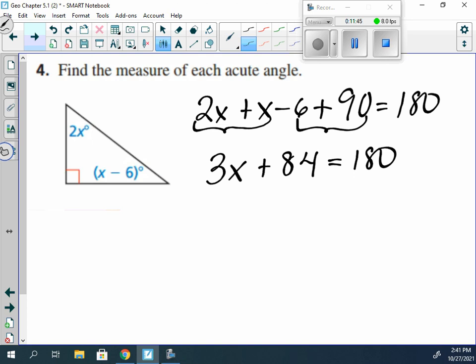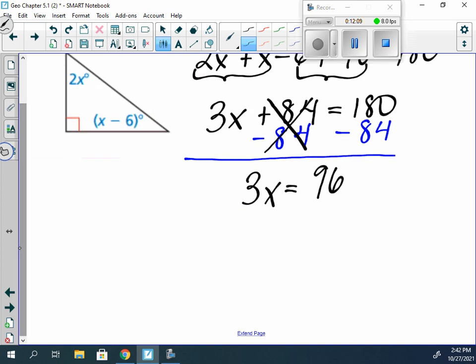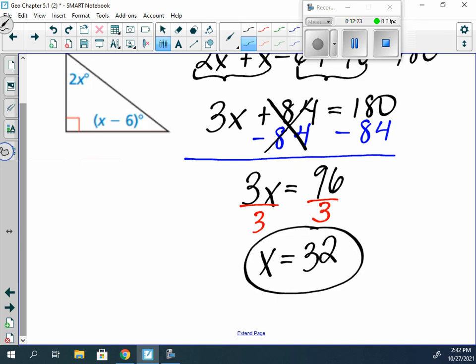Now we need to get x by itself. Since we have plus 84, we would do the opposite operation, which would be subtraction. Because 84 minus 84 is 0, leaving us with just 3x equals 96. Since we have 3 times x is equal to 96, we want x by itself. We would divide both sides by 3. x equals 32. And this problem here was asking for the value of x.